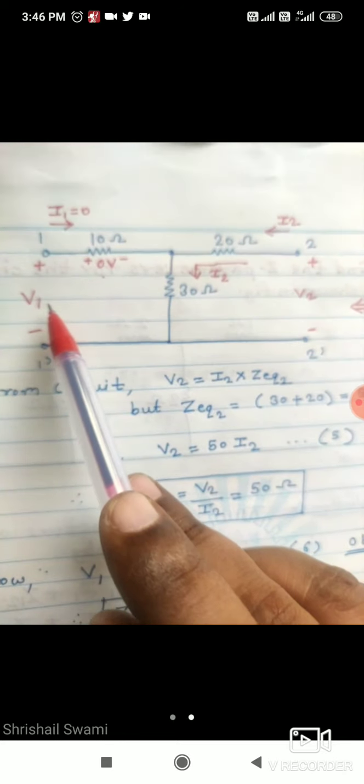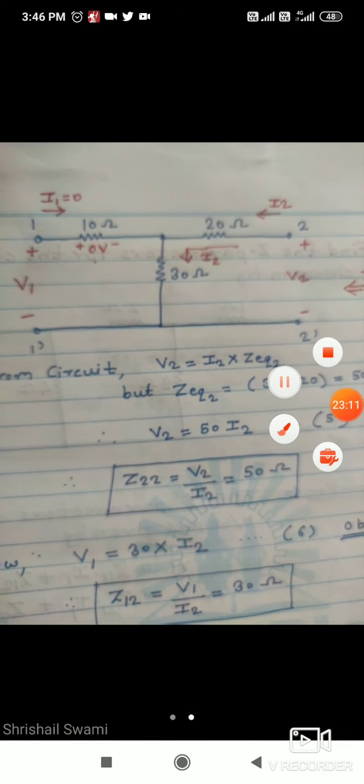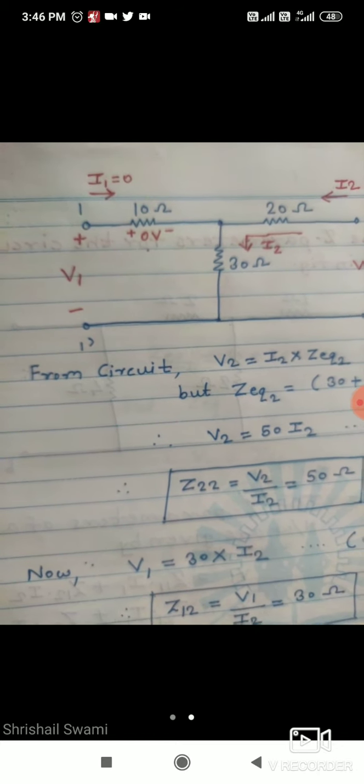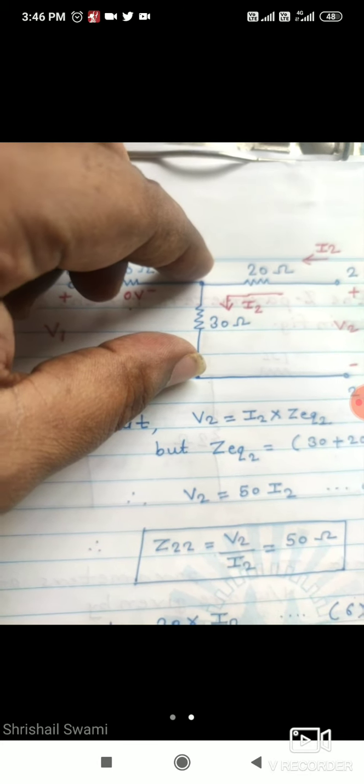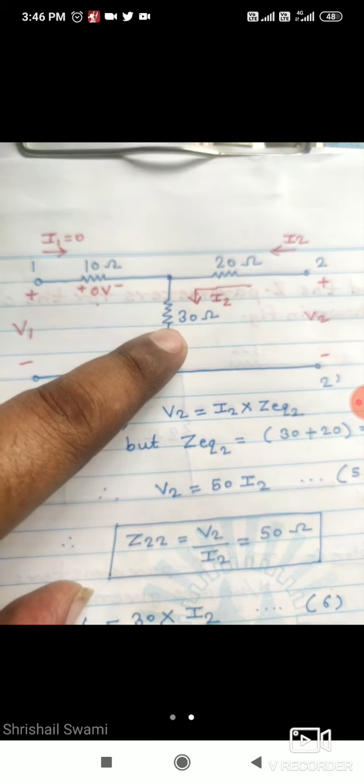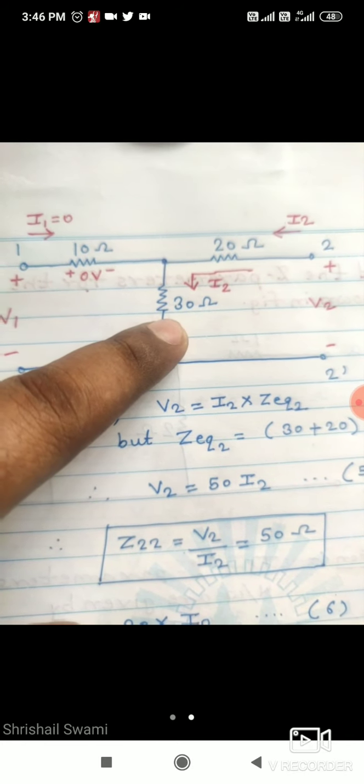From the observation, V1 is the voltage across the 30 ohm, because if you apply KVL in this loop, the voltage across the 10 ohm is already 0. So if you take this parallel, V1 is the voltage across the 30 ohm. How to find the voltage across any resistor? If you know the resistor value and the current passing through it. The current passing through the 30 ohm is I2 and the value of resistance is 30. So 30 into I2 is nothing but V1.